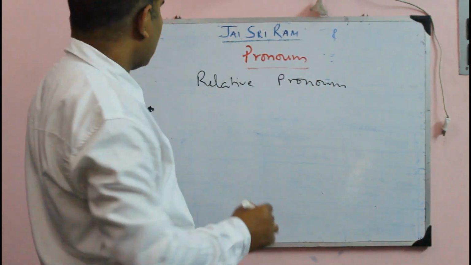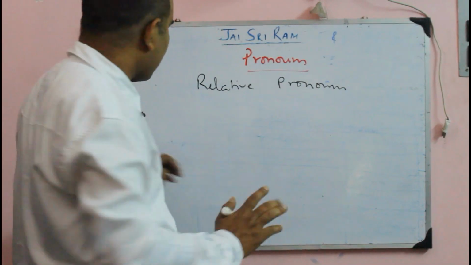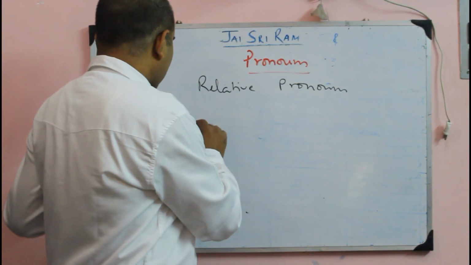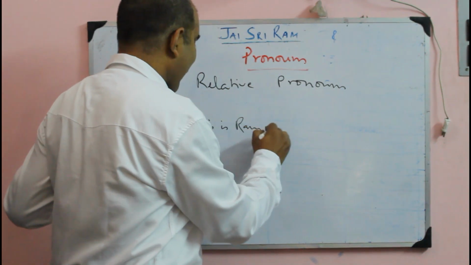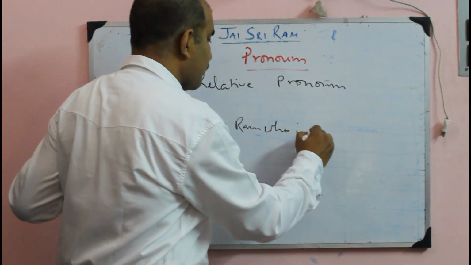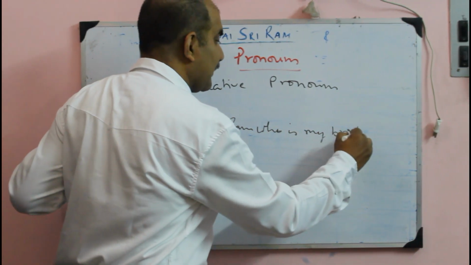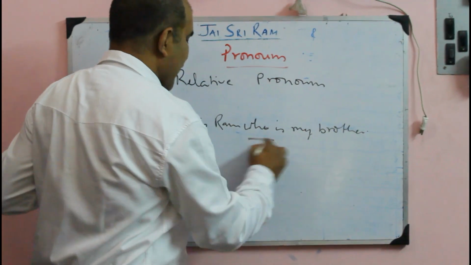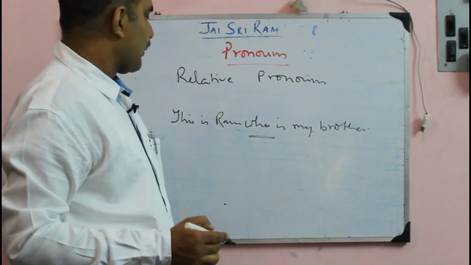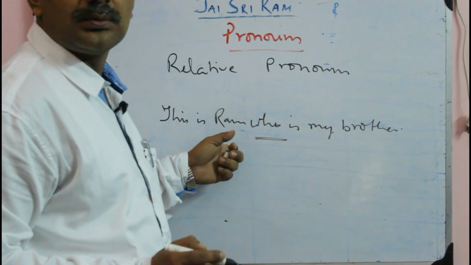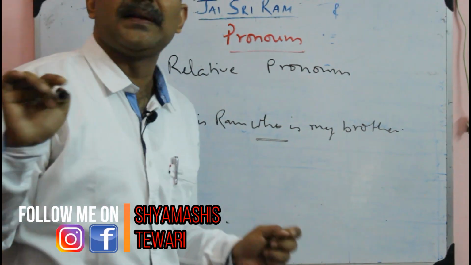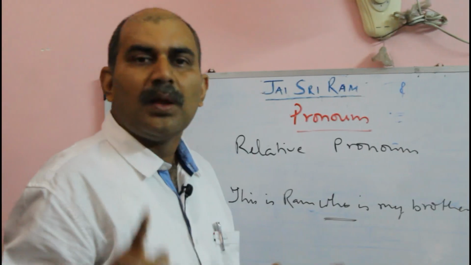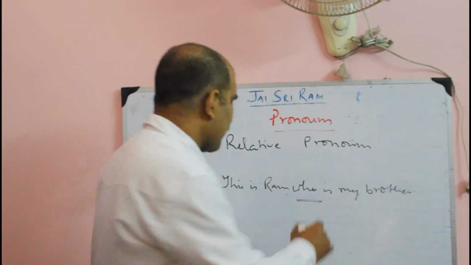Okay, so I am just writing a simple sentence in order to make it clear. This is Ram, who is my brother. If you look at this sentence and pay attention to this word "who", you see this word is referring to this noun. So who is Ram? We have told at the beginning of today's video that any word that refers to a noun, any word that stands for a noun, is a pronoun. So this word is a pronoun.